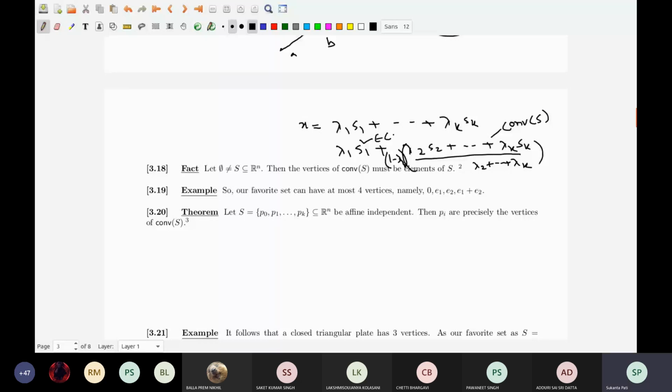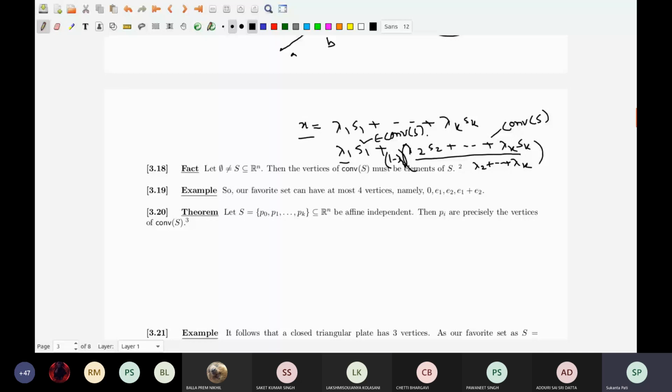So what I am doing now is writing X as a convex combination, lambda 1 times S1 plus a convex combination, of 2 points of the convex hull of S. Therefore X cannot be a vertex of the convex hull of S. So that is what it is saying: any point other than the points of S cannot be a vertex of the convex hull. And not all points of S will be vertices, but some of them will be.